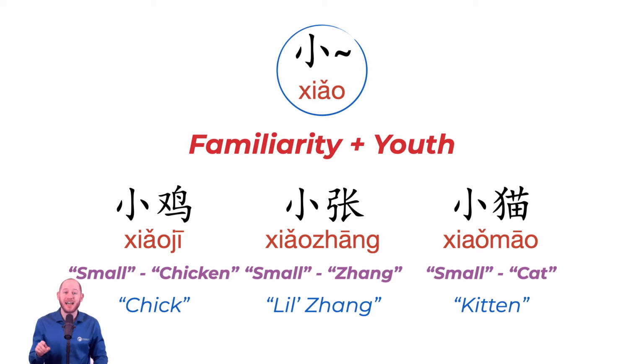But it's a chicken or cat that you like. So if you take care of some chickens and you call one of them xiao ji or xiao ji men, which would mean several chickens, you're basically saying you like them. Now, it depends on the context.